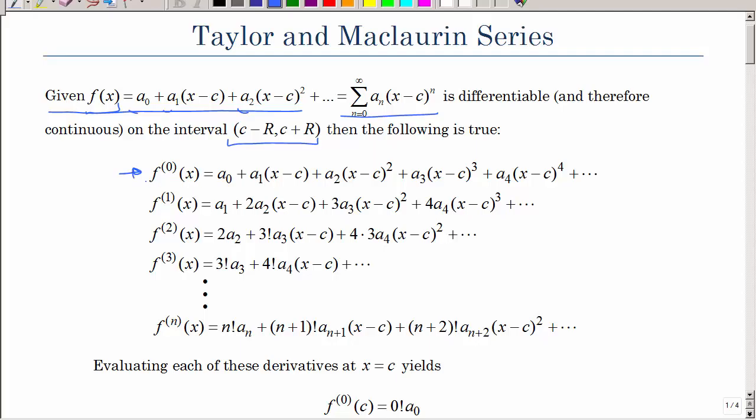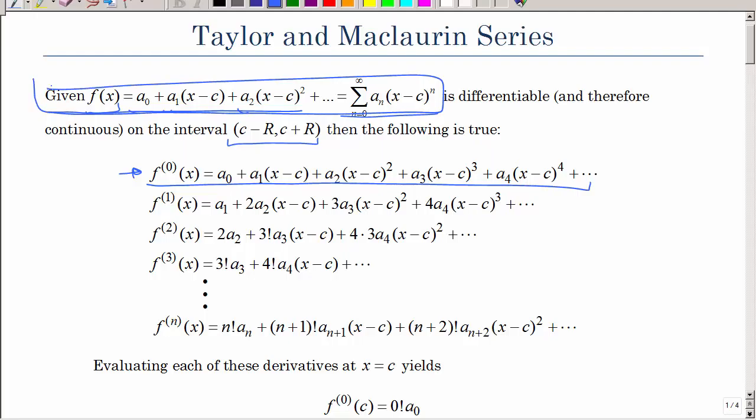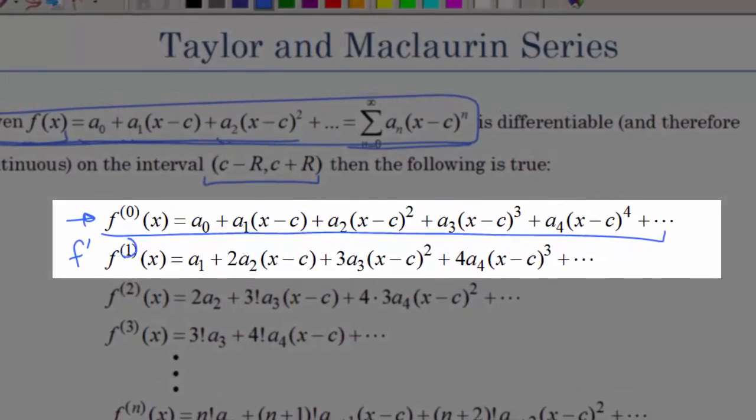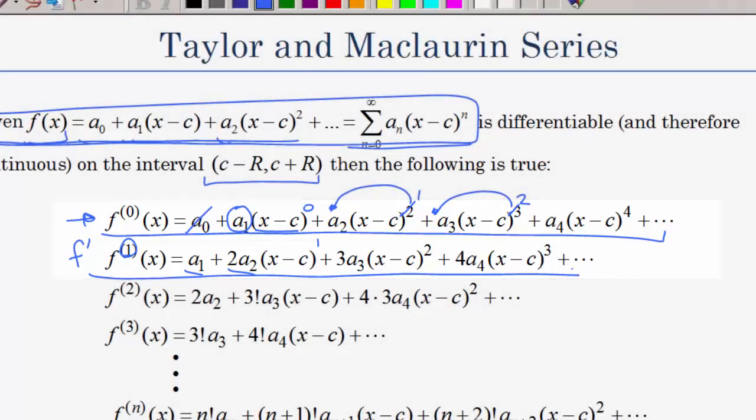So we are given this function, which is the same as above. If we take the first derivative, that's what that little 1 means. Let's see what happens. The derivative of a sub 0 is 0. The derivative of this is just going to be a sub 1, because that now becomes to the 0, and I just get that. Here the 2 comes down in front, and that becomes to the first power. Here the 3 comes down in front, and so forth. So that is my first derivative.